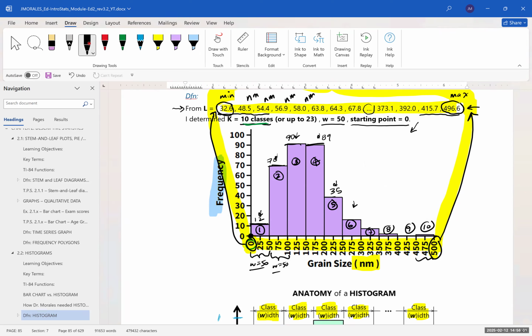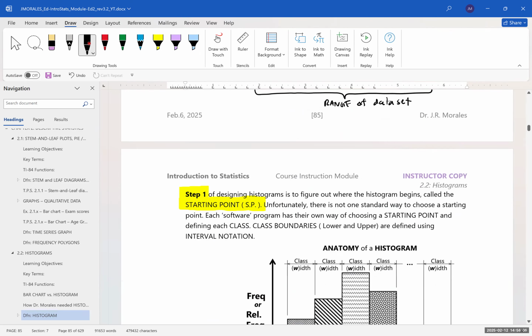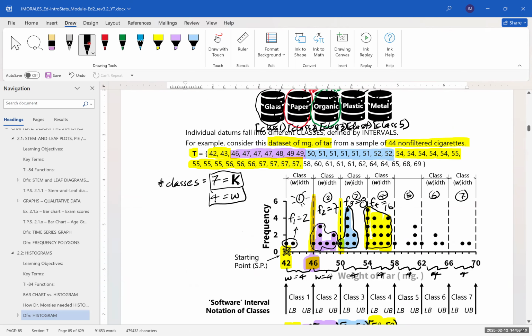Okay, so that's how you set the heights of each of these classes, is just by counting how many datums fit in each bin or fit in each interval.